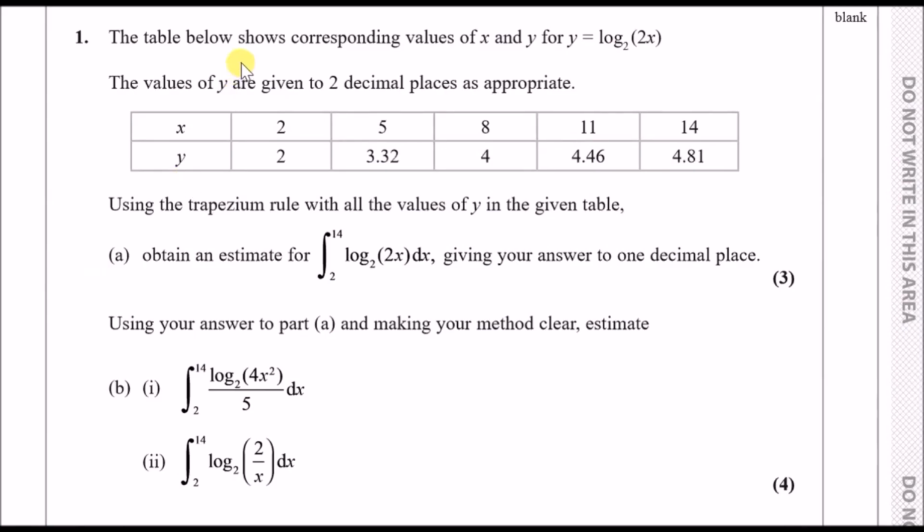The table below shows corresponding values of x and y for y equals the log equation. The values of y are given to two decimal places as appropriate. So we're given some values of x and they've already computed the values of y using this equation up here. Now, using the trapezium rule with all the values of y in the given table, obtain an estimate for this integral, giving your answer to one decimal place.